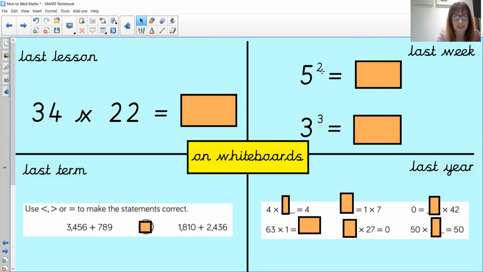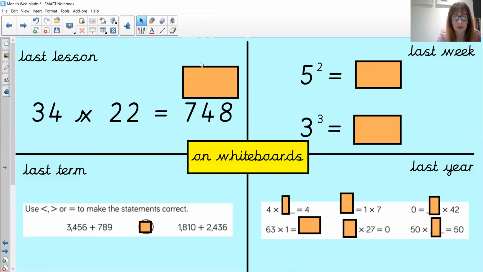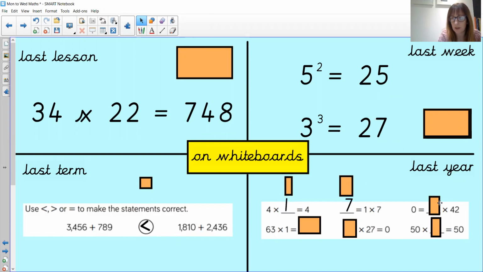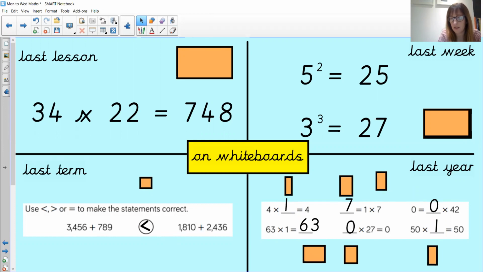Okay, should we go through the answers? So last lesson we were learning long multiplication, so your answer should have been 748. 5 squared equals 25, 3 cubed equals 27. You should have put a less than symbol in between these two calculations, and let's see what you should have put in here. Okay, there you go. Well done if you got all those right.